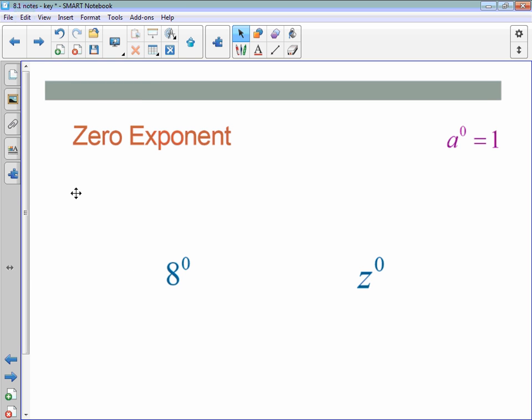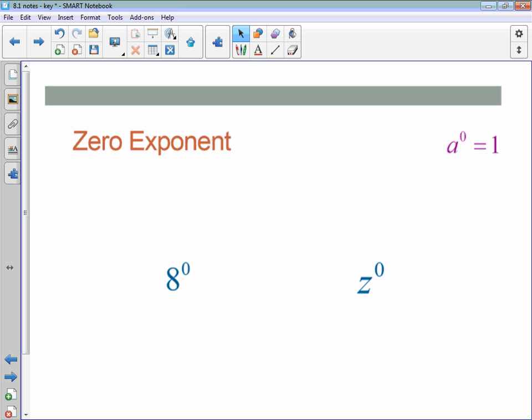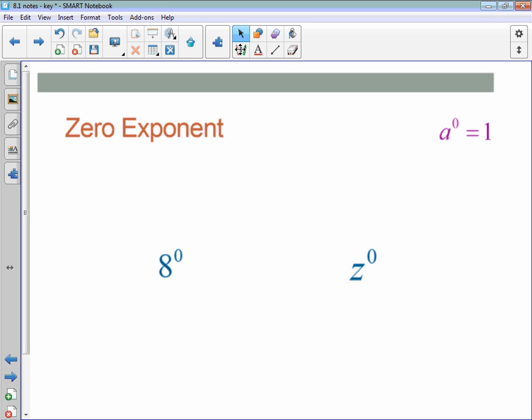All right, this one's not too complicated. Anything to the 0 power is 1. So what's 8 to the 0 going to be? 1. What is z to the 0? Okay, good work, guys. Yeah, we like those. Our test doesn't consist of mostly those.